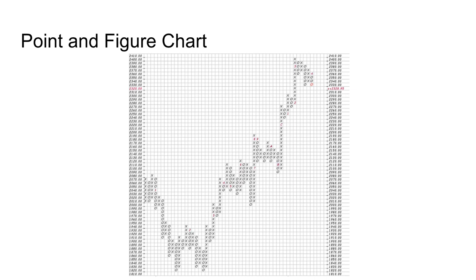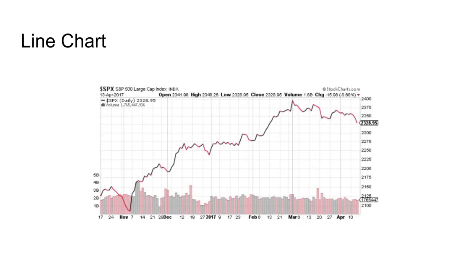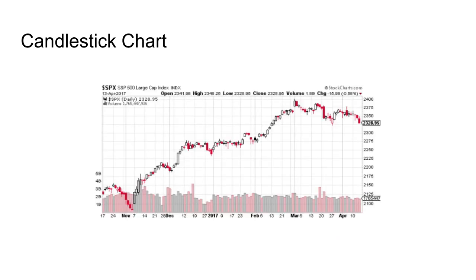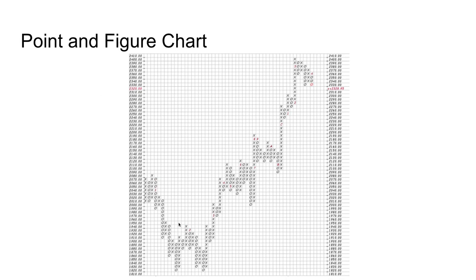These charts are trying to eliminate the skewing effects time has on chart analysis. Point and figure charts are characterized by a series of X's and O's, as you can tell. It basically looks like a massive game of tic-tac-toe.